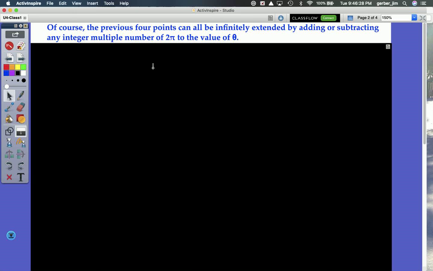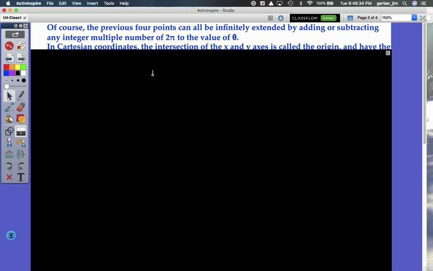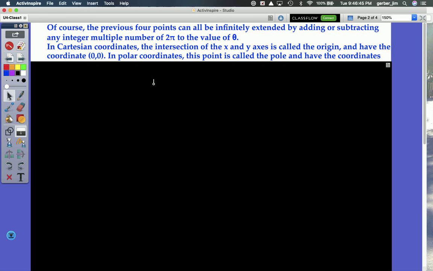The last thing I want to talk about is just a little bit of nomenclature. In Cartesian coordinates, the intersection of the x and the y axes is called the origin. That's what you've always called it. But in a polar coordinate system, the intersection of those two axes is not called the origin, it's called the pole. In Cartesian coordinates, the origin has the coordinate 0, 0.